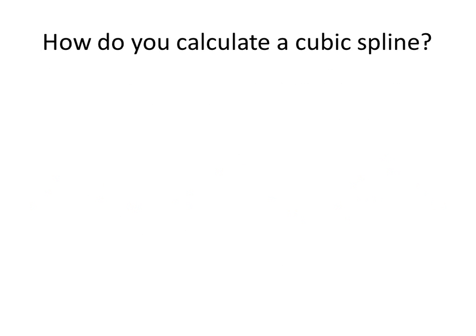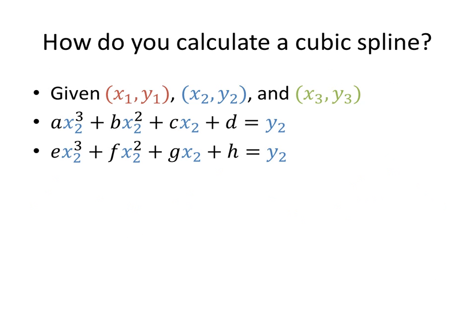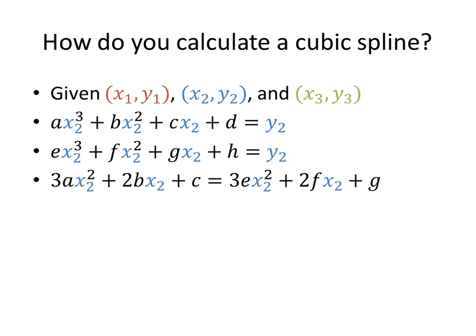So how do you calculate a cubic spline? Well, given a few points, we can write a function for the left 2 points and a function for the right 2 points and set them equal to each other where they join. We also need to make sure that their derivatives are equal to each other and that their second derivatives are equal to each other.